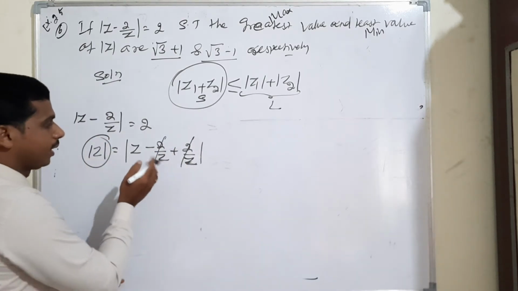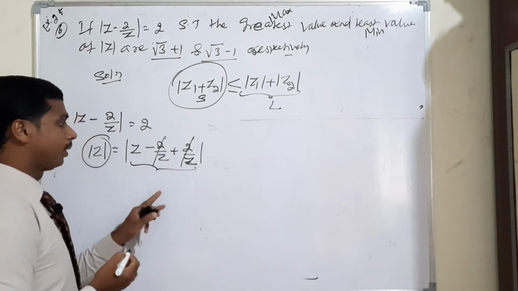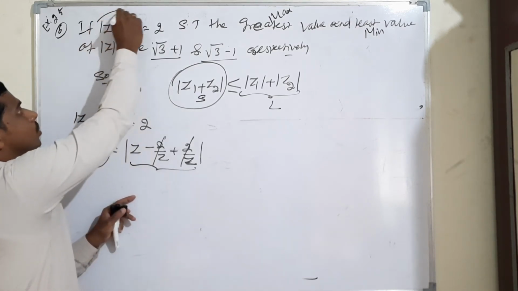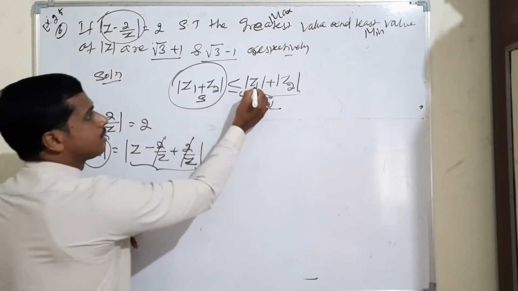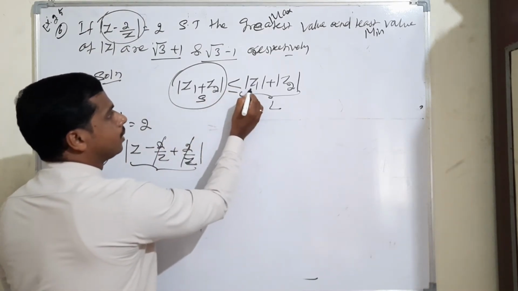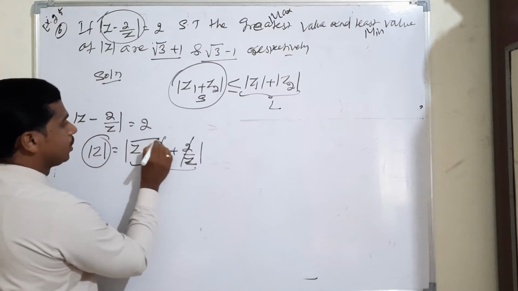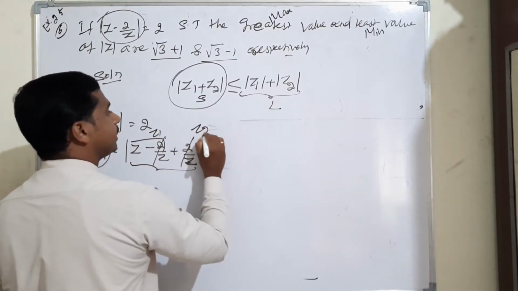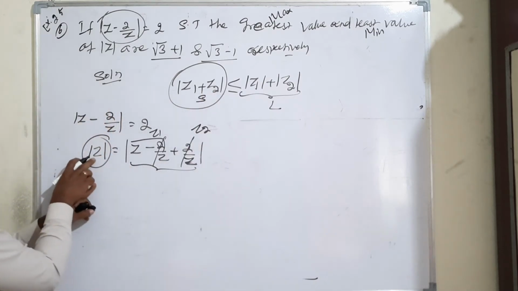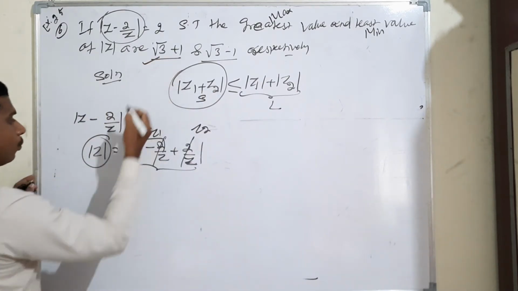So why have I extended this extra term? Look at the question: modulus of z minus 2 by z. This is what we have to equate now, that is a property. This is z1. So the first two terms we consider for z1, and the second term we consider for z2. Just directly we can apply it, and definitely we will get the proof.